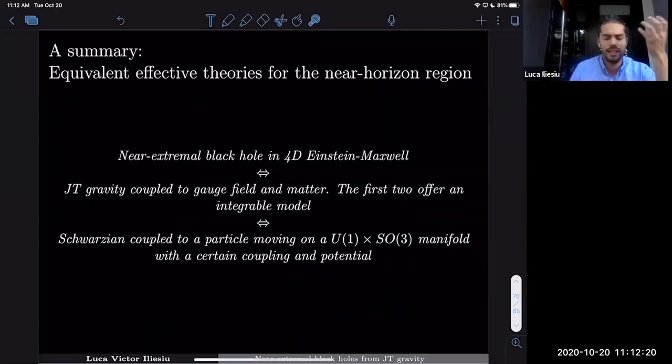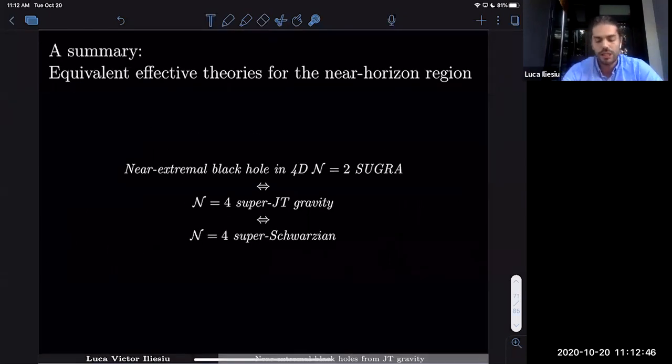One can essentially say that the near-extremal black hole is equivalent to a specific effective one-dimensional theory. In the case of 4D Einstein-Maxwell, the effective theory that one could study is a Schwarzian coupled to a particle moving on a U(1) times SU(2) or SO(3) manifold with certain couplings and potentials given by the parameters of the black hole. In 4D N=2 supergravity, things are somewhat simpler because we don't have these extra degrees of freedom, but they're somewhat more complicated because the N=4 super Schwarzian ends up being extremely complicated.